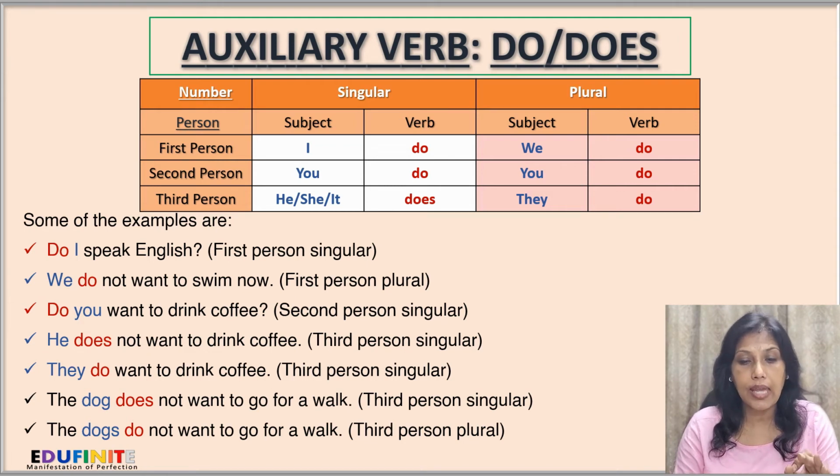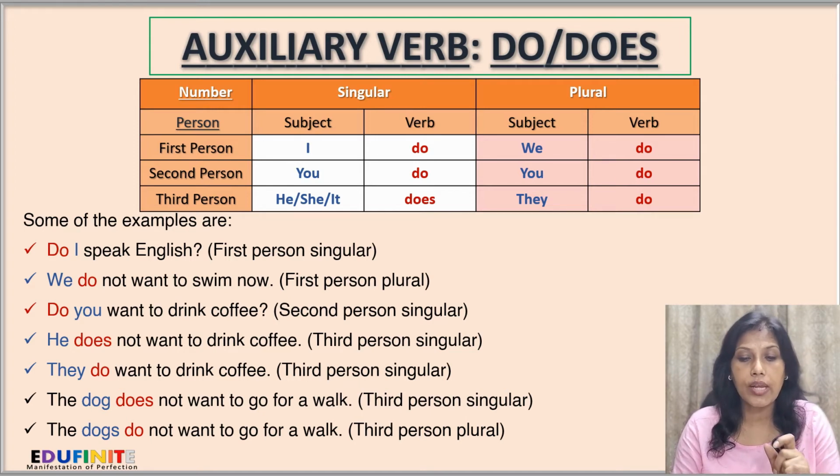Do I speak English? This is first person singular because I is first person singular. Next, we do not want to swim now. So here again it's do, first person plural, we. Do you want to drink coffee? Second person singular, you. So again do. He does not want to drink coffee. Now he is third person singular. So now we see that it's been changed to does. So he goes with does.